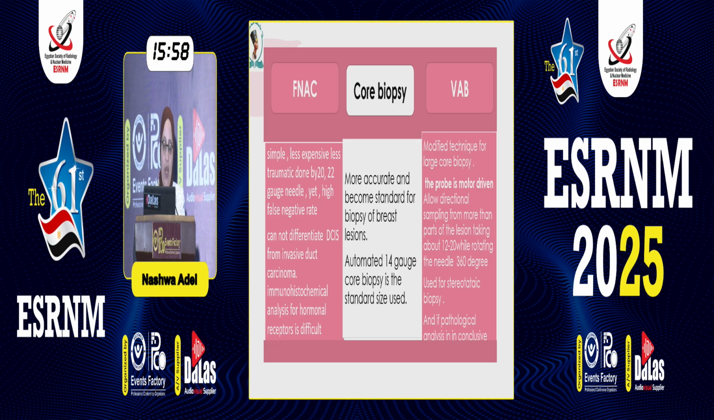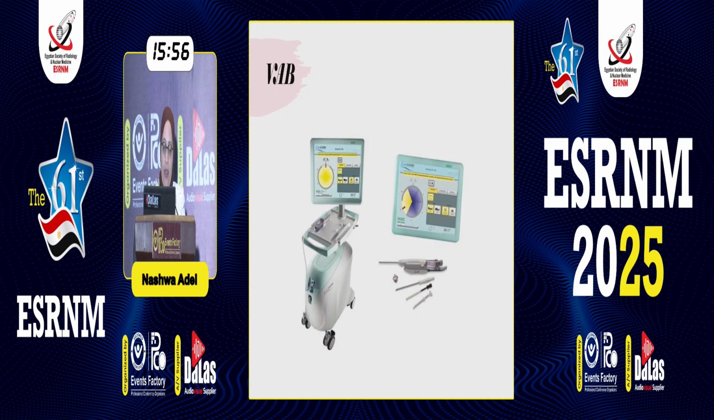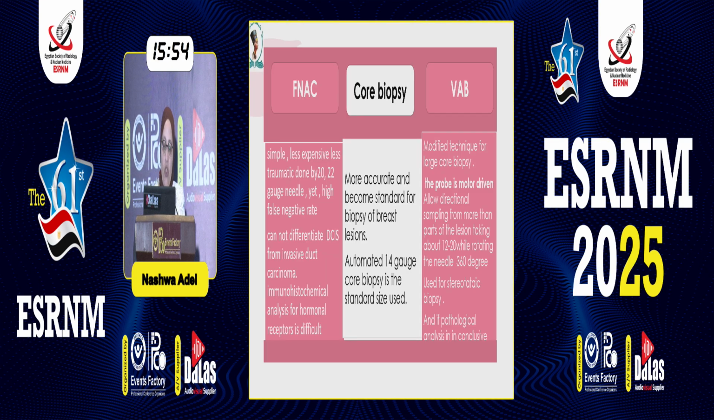Another important type of biopsy is VAB, vacuum-assisted biopsy. This is a machine for VAB, which has a probe with motor driving, allowing directional sampling from more than one part of the lesion, taking from 12 to 20 samples while rotating the needle 360 degrees. It is used for stereotactic biopsy and if pathological analysis is inconclusive.